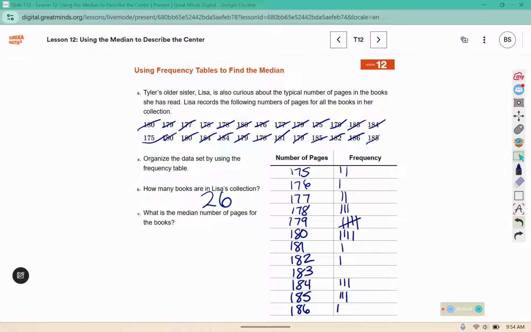What is the median number of pages in the data set for the books? So if we had 26, that means we would need 13 on each side. We have 1, 2, 3, 4, 5, 6, 7, 8, 9, 10, 11, 12, 13. So it's going to fall right here. There would be 13 on the upper side and on the lower side. So in between 179 and 180 is the number 179 and a half.